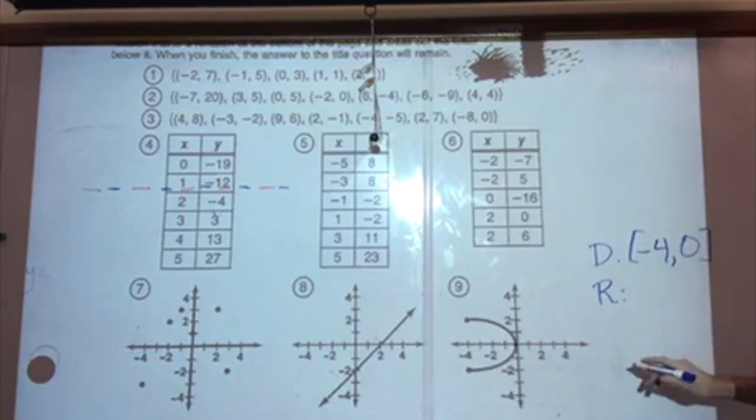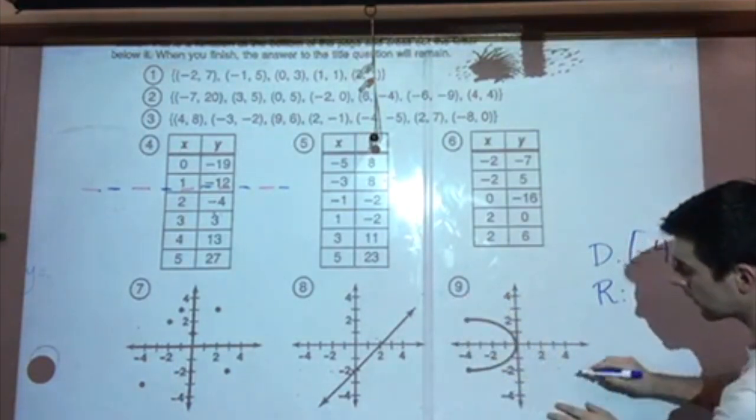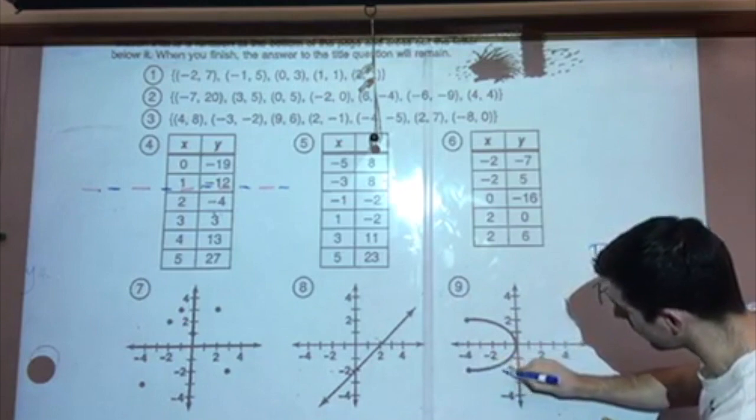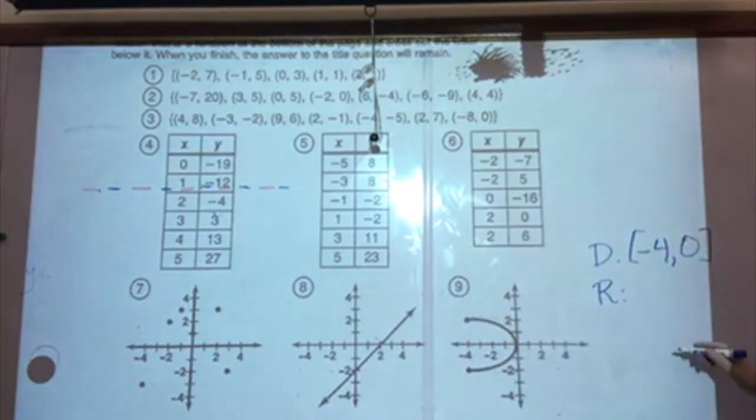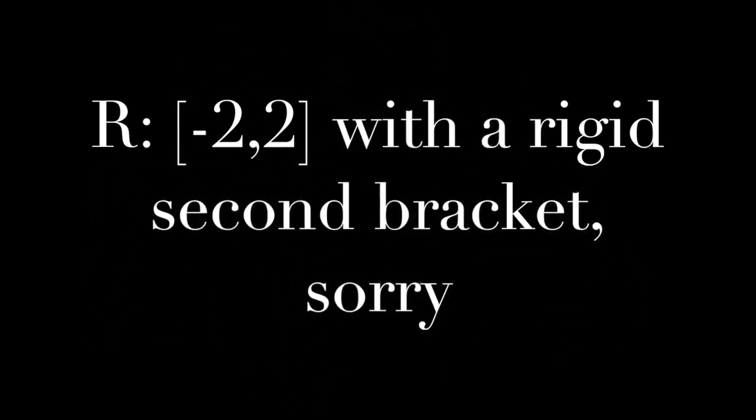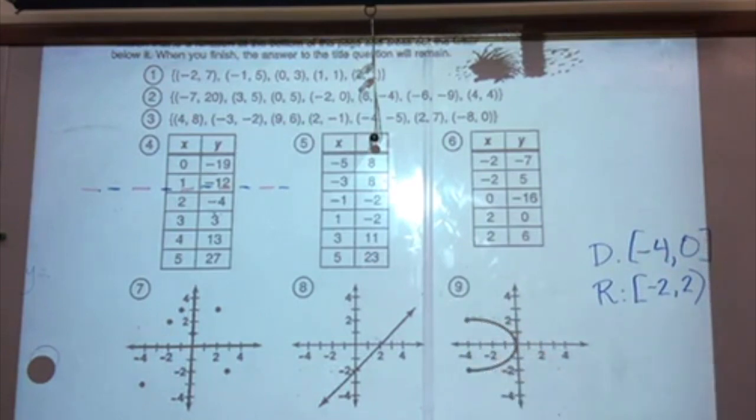Same idea for range. If you look down at all the y values, you don't see the graph coming up here or down here. It looks like the smallest y value possible is -2, and the biggest is +2. So for the range, I would write -2 all the way up until 2, because all of these values in between are possible values for the range. So again, domain, the input values; range, the output values.